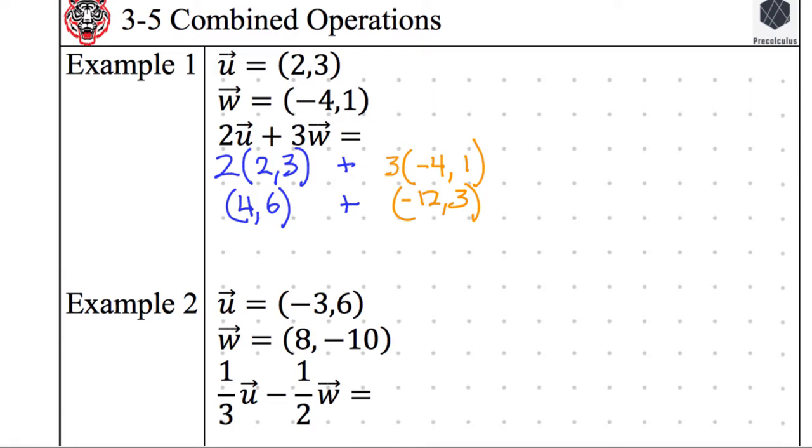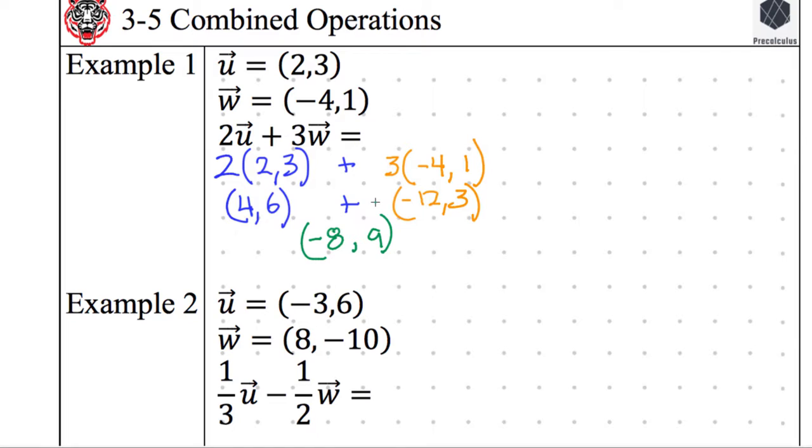And that means my x component, 4 and negative 12, makes a what? Negative 8. And then Daisy, the y components make a... So we just added 4 and negative 12 to get negative 8. The y components? 9. There's our answer, <-8, 9>.